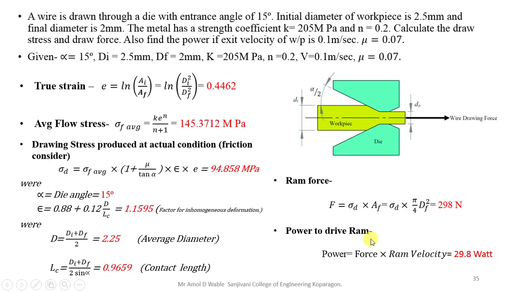Power to drive the ram will be power equal to force into ram velocity. So here the velocity is given as 0.1 meter per second. Put those values and you will get your answer in watt, that is 29.8 watt.